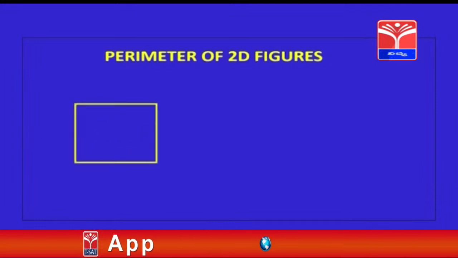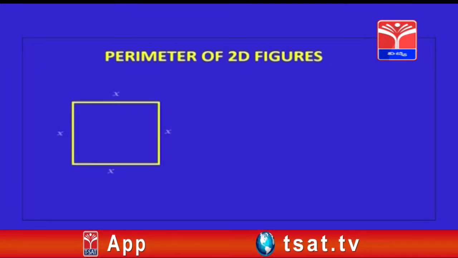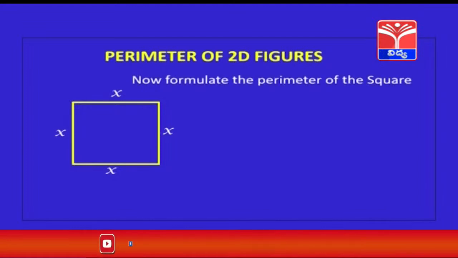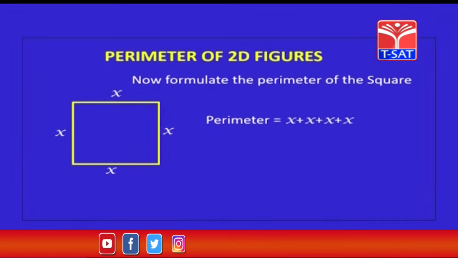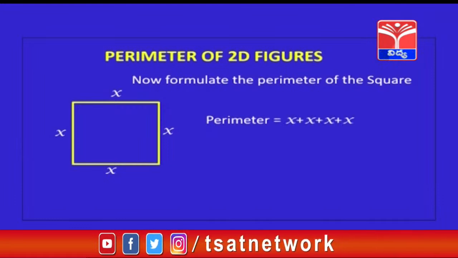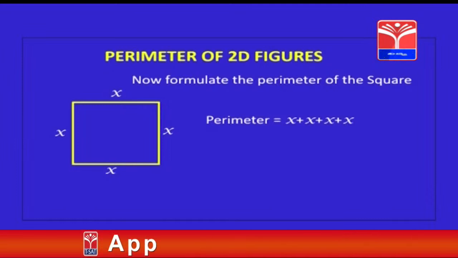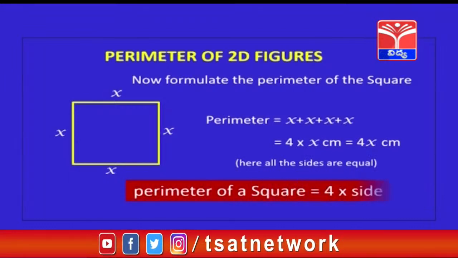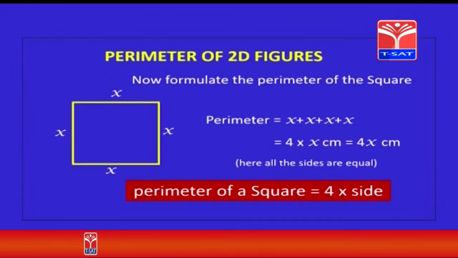Now see the square here and see the measurements here. Try to formulate the perimeter of this square. Add all the sides. What will be the answer here? 4 times we are adding same number. Hence 4 should be multiplied to that number. Here the number is x. Hence the perimeter we get here is 4 into x, 4x centimeters. Perimeter of any square is equal to 4 into length of the side.